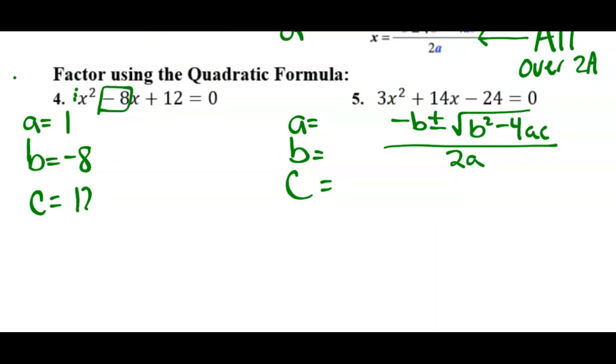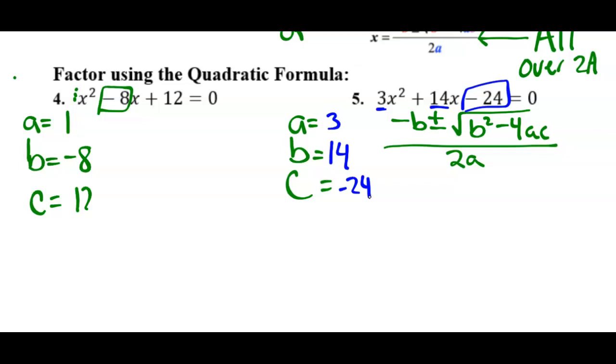All right, I got rid of some of that so I could have some room. So what's my A in this case? It's 3. My B is 14. My C is -24. I already wrote x equals negative b plus or minus the square root of b squared minus 4ac, all over 2a. So I've got to substitute.